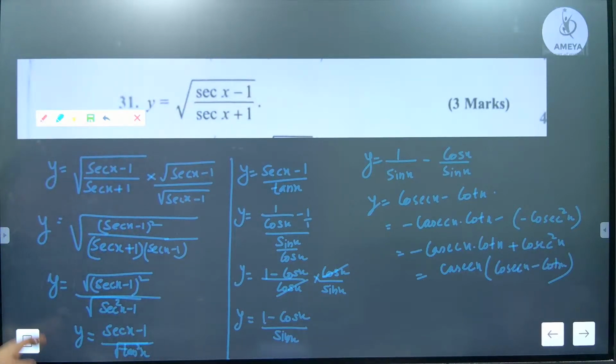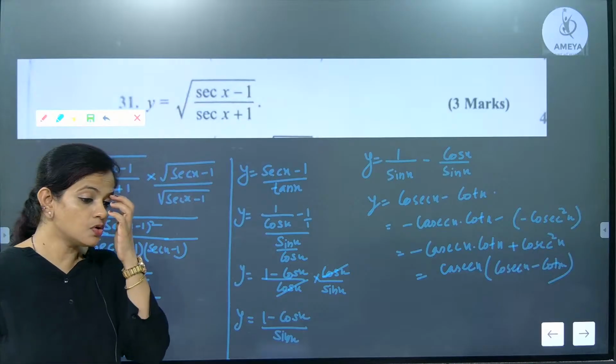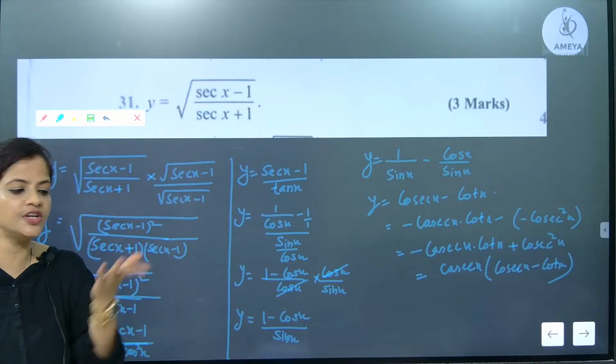That's the most important point. We can solve questions like this. So, cosecant differentiation, anyone please say what is the differentiation of cosecant?